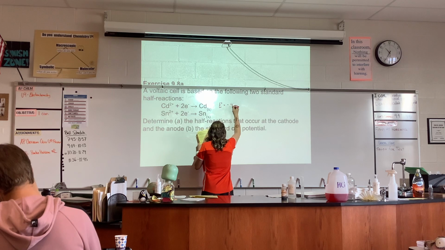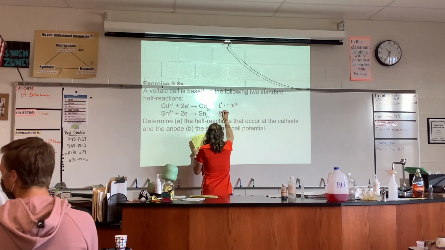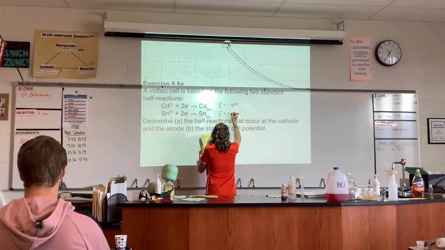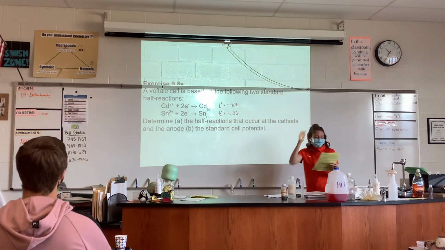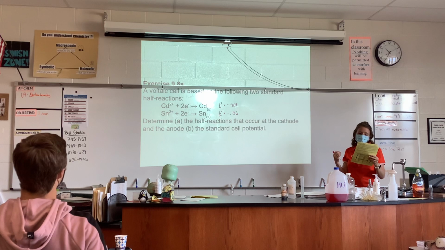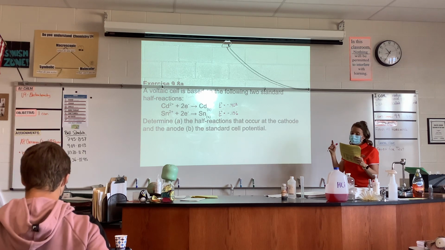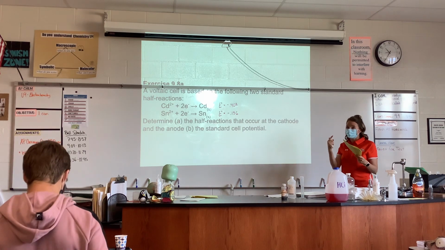That was my bad. Okay, so this is already on your paper, but they gave us the voltage for each of these reductions. Okay? The question says determine the half reaction that will occur at the cathode and the anode, and then to calculate the overall cell.